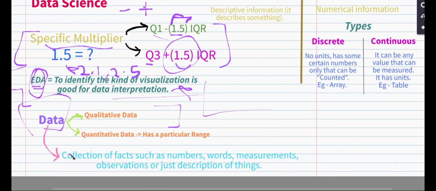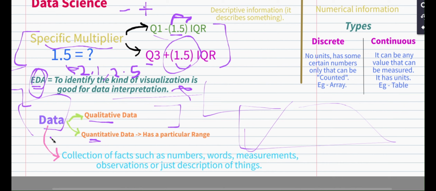You know that data is simply a collection of facts and figures such as numbers, words, measurements, observations, assumptions, or descriptions of things. If I ask you to describe an event you went to, you will say the event went good, we had this and this. But can you describe that event in a quantity? You cannot. So that is qualitative data.